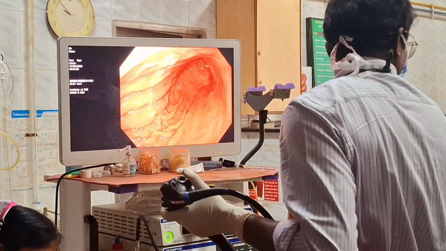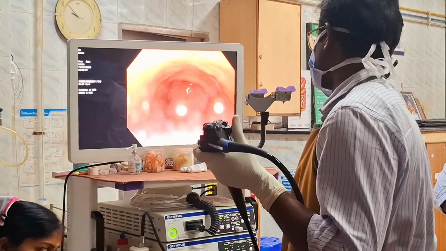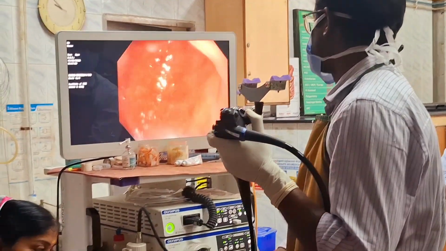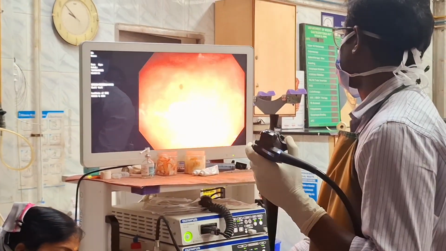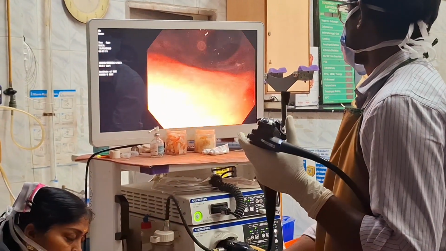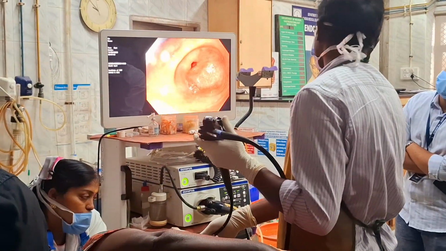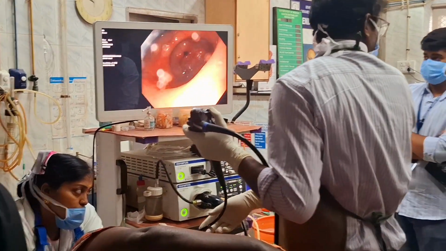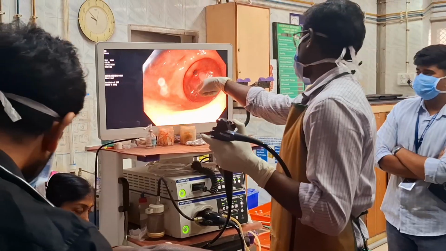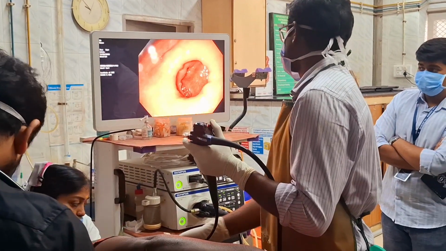So opposite will be lesser curvature. So going here, greater curvature of the stomach. So now we are seeing this opening is there. This opening is the pyloric opening. Pylorus of the stomach. So around the pylorus will be your antrum of the stomach.